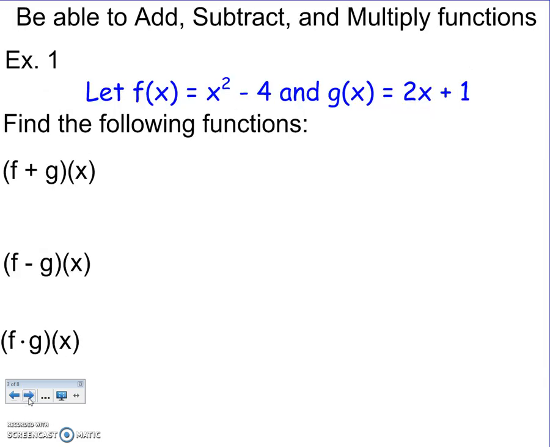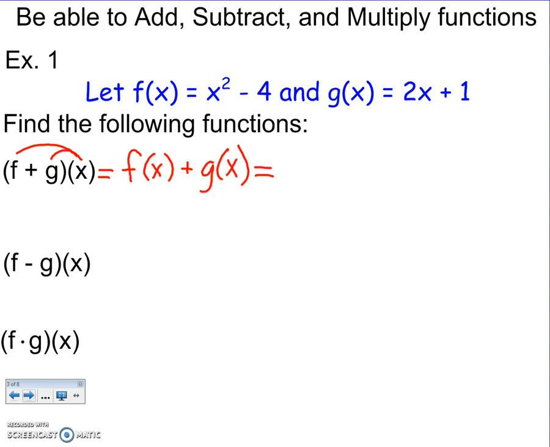So here we have f of x equals x squared minus 4, and g of x equals 2x plus 1. First we're going to add. This is f plus g of x. Because this is addition, the x goes to both the g and the f. So this is f of x plus g of x. If that x was a 2, then it'd be f of 2 plus g of 2. So all I have to do now is plug this in.